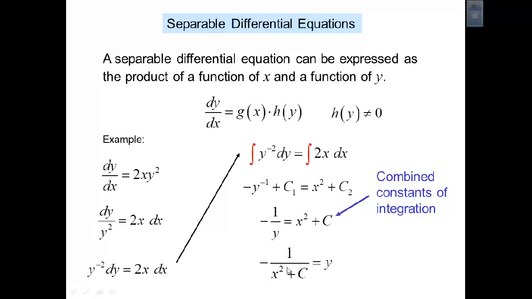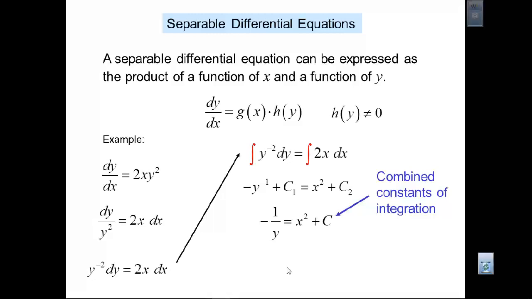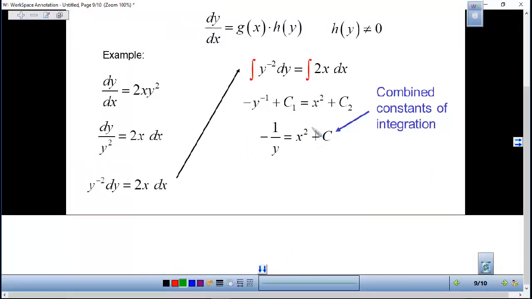Actually, let me back up just a touch because I want to work this out so you guys can follow what's going on here. First thing I'm going to do is multiply both sides by a negative. So you end up with 1 over y is equal to negative x squared plus c. Doesn't matter if it's a plus or minus. That's going to work out only when you solve for c. So you can put minus c, but it's not that big a deal.